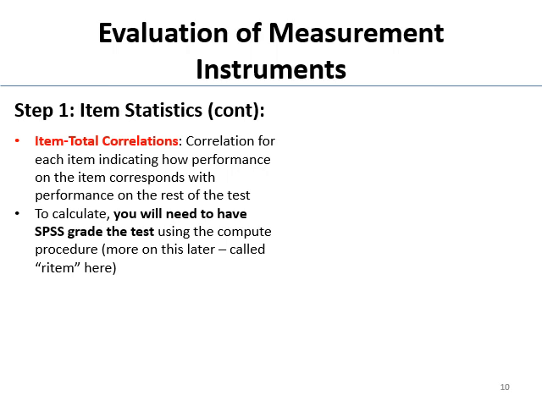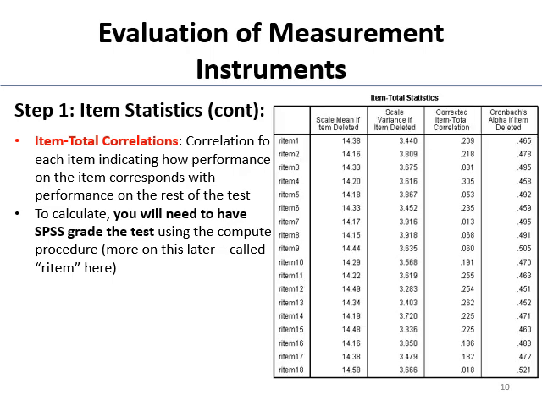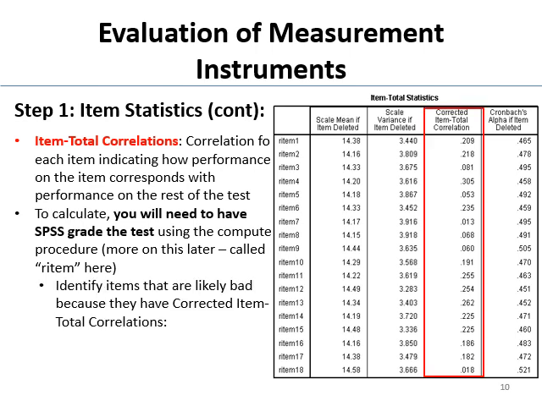So you do have to have SPSS grade the test, and you'll make item variables for your assignment. And this is where I get you into compute. And this is what your item total statistics table looks like. Corrected item total is the correlation of each item with performance on the rest of the test. Again, you want to identify items that are likely bad because they have corrected item total correlations that are negative. That's bad. Just looking up there, I don't see any negatives. There's no signs that are negative on any of those.